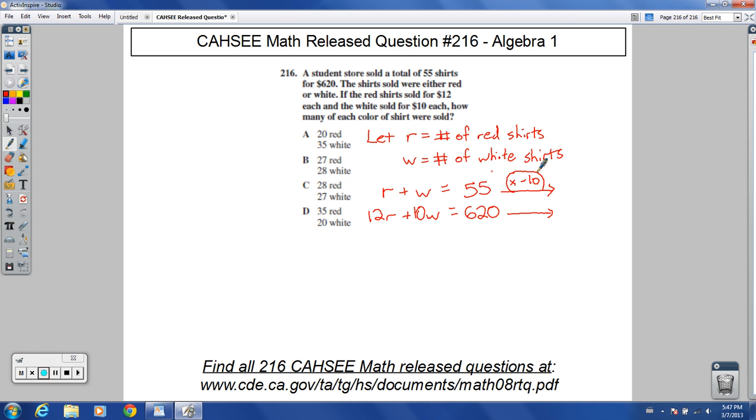So let's do that here. So I've got -10R plus -10W would equal -10 times 55, just move the decimal over one spot, and you've got -550. And if we don't change this bottom one, we would have 12R plus 10W equals 620. So no change there. This is going to be using the linear combination method.